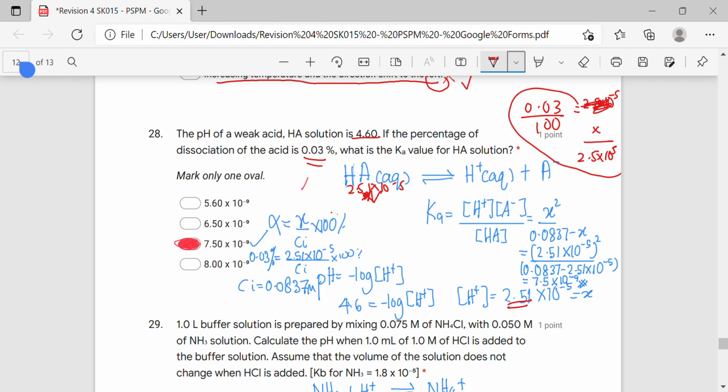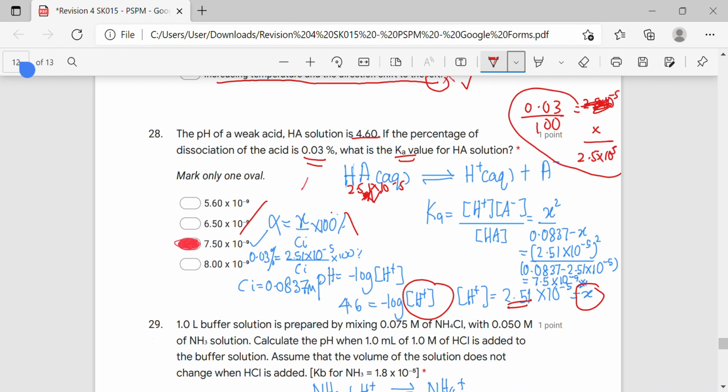Soalan ni nak apa? KA. Oh, sorry. So concentration H plus 2.5 exponent -5. So concentration ni actually represent value of X. Okay, so kita buat yang ni dulu. So value of X ni kita substitute dalam expression for KA. So dapatlah KA ni 7.5 -9.